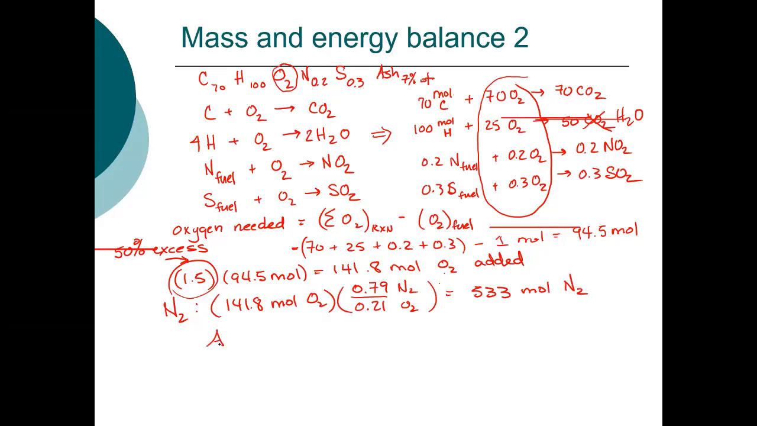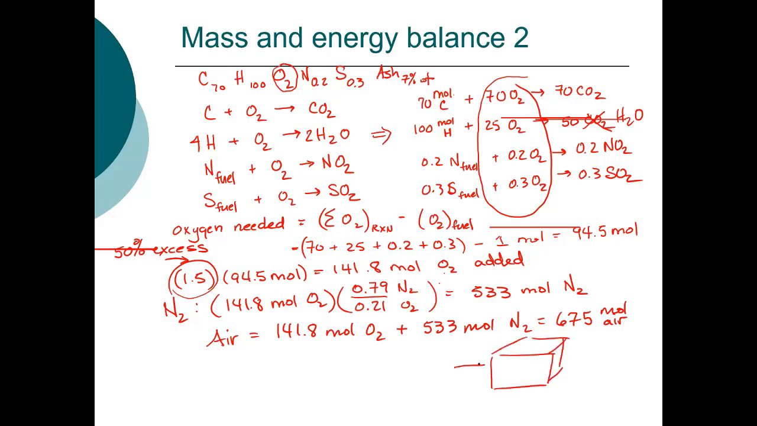So the total number of moles of air entering the system is that 148.8 moles of oxygen plus the 533 moles of nitrogen. This is our power plant. Here we have 675 moles of air entering. Question is, how much is leaving?